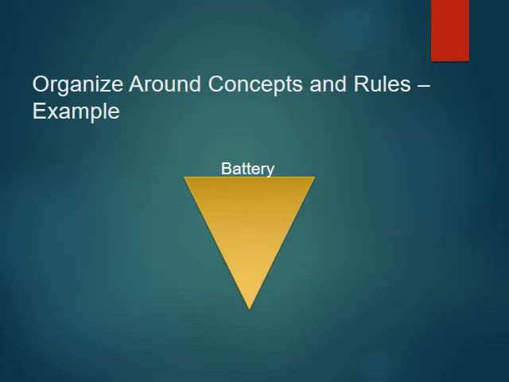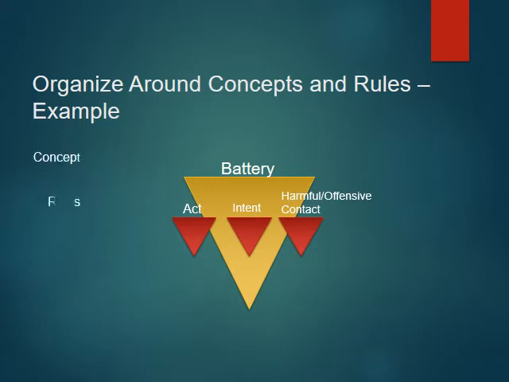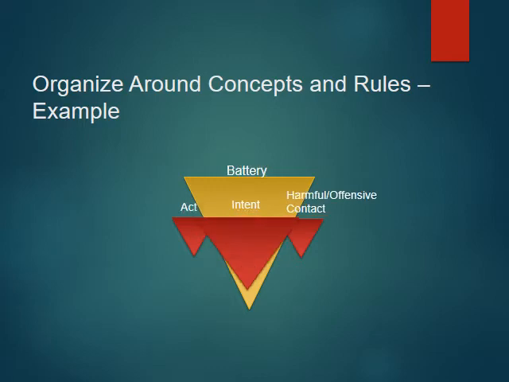So, for example, battery. Well, that includes an act with intent to cause harmful, which results in harmful and offensive contact. So each of these needs their own definition. Each of these has their own examples from the cases that you read. And you can expand. Intent may be more, this is just a conceptual expansion. I have a bigger triangle inverted. Yeah, you get the idea.